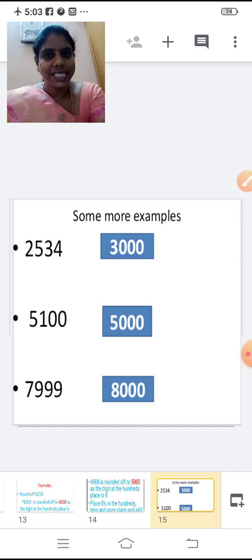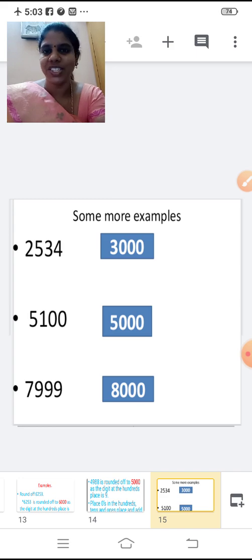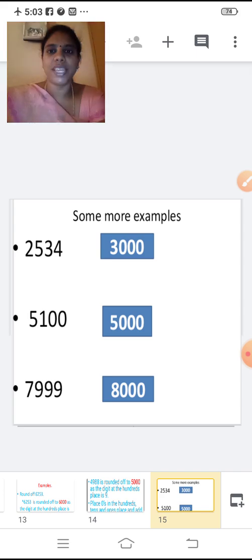Third example, 7,999. Now tell me what digit we are having at the hundreds place? 9. 9 is greater than 5, right? If it is 5 or greater than 5, what you have to do? Place zeros at the ones, tens and the hundreds place. Add 1 to the digit at the thousands place. What digit we are having at the thousands place now? 7. So 7 plus 1, 8. So 8 at the thousands place now. So 7,999 is rounded off to 8,000.